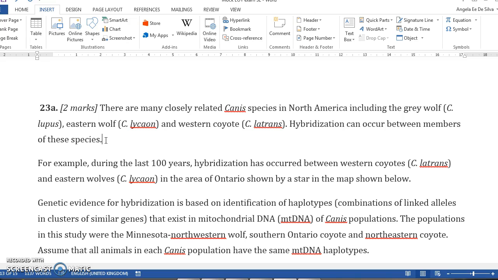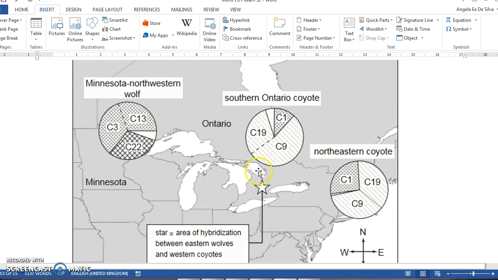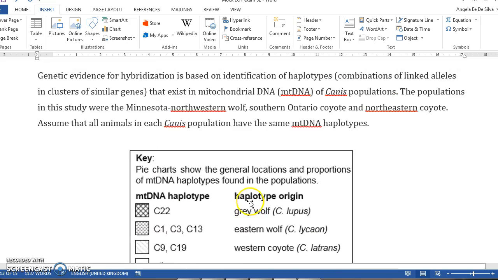So, for example, during the last 100 years, hybridization has occurred between the western coyotes and the eastern wolves in the area of Ontario, shown by the star in the map shown below. So if we look at the map below, you will see a star there, and they say that this is where hybridization between the eastern wolves and the western coyotes occurred.